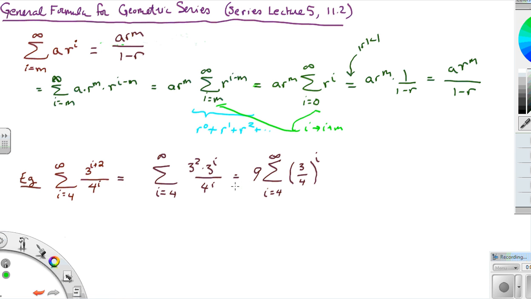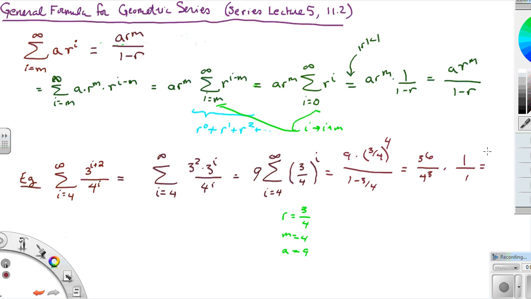What's my r? r is equal to 3/4, right? m is equal to 4. And a, if you want, is equal to 9. So this is equal to 9 times 3/4 to the 4th power over 1 minus 3/4. Of course, that can be simplified. That's going to be 9 times 3 to the 4th, that's 3 squared, so 3 to the 6th, over 4 to the 4th, which I'm going to write as 4 cubed times 4, and multiply the 4 through the denominator here, and I get 4 minus 3, which is 1. So it's 3 to the 6th over 4 cubed. And that's good enough.